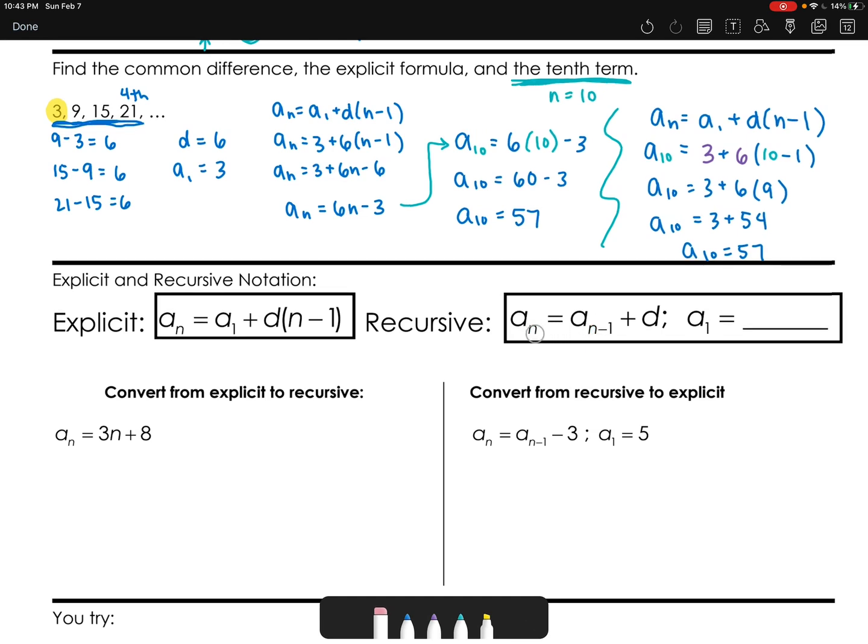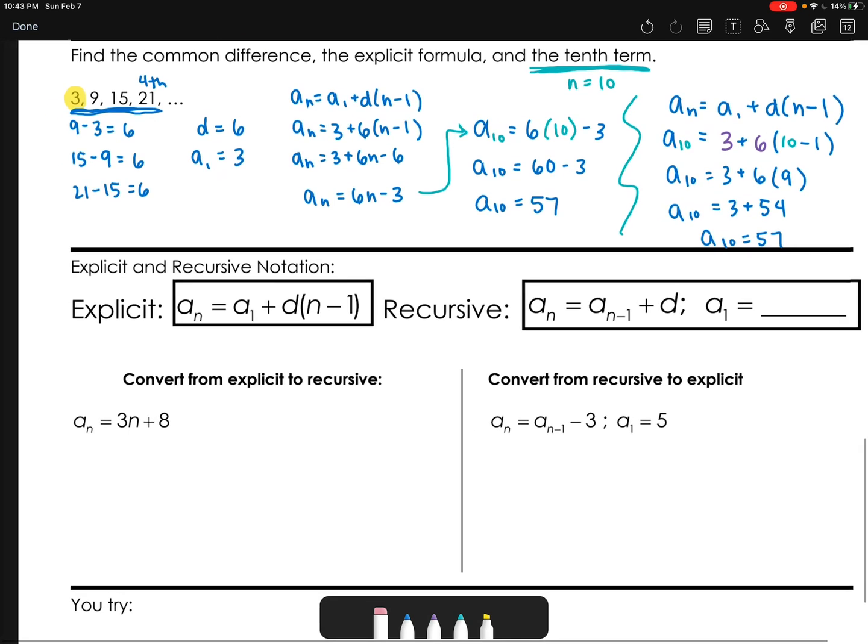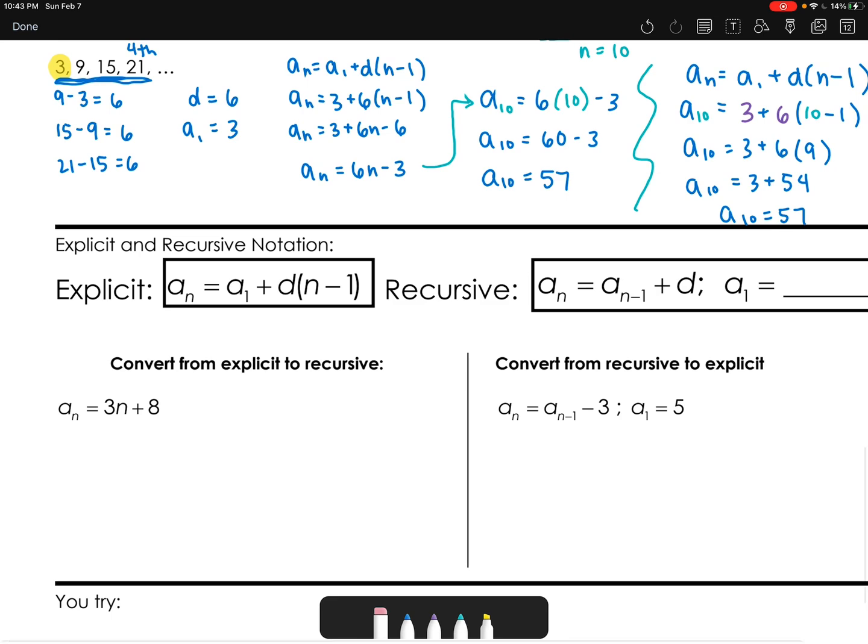And so that's why we really use and talk about the explicit formula. But recursive is necessary because, just like these problems right here, you have to be able to go between the two of them to be able to problem solve.